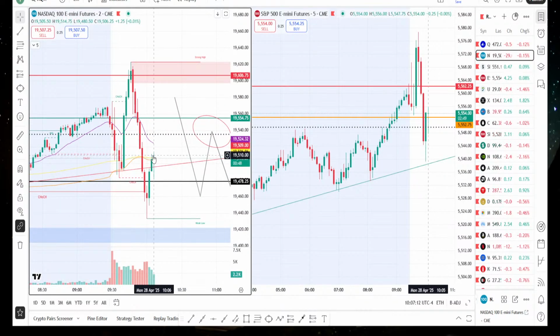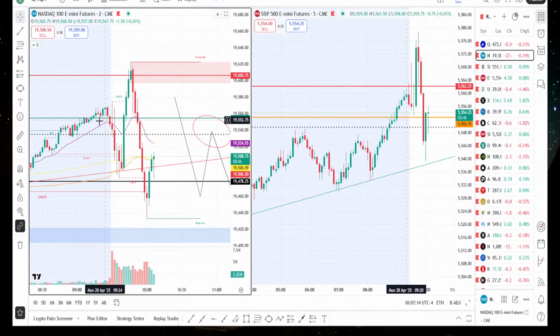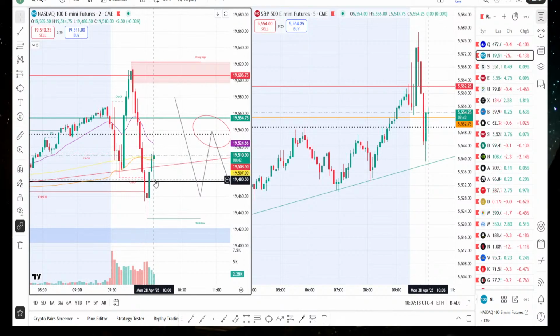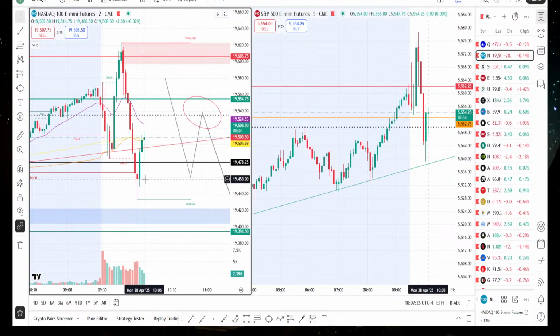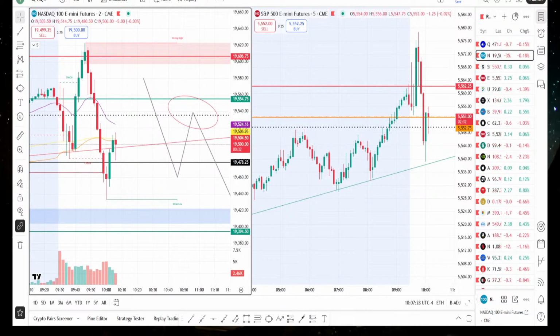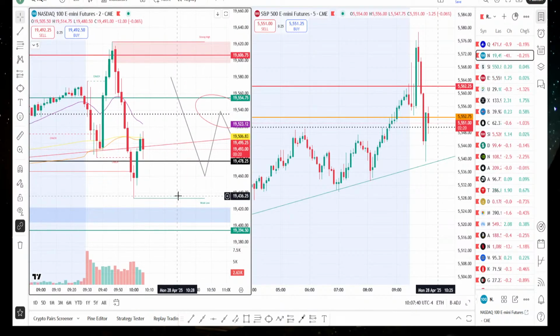Oftentimes it's best to wait for the candles to print, guys. As you can see, this candle was looking very bearish at first, and now it flipped to looking very bullish. We're going to get a clear signal here, a clear sign that if this is going to go down, it's got to be a strong red candle here.